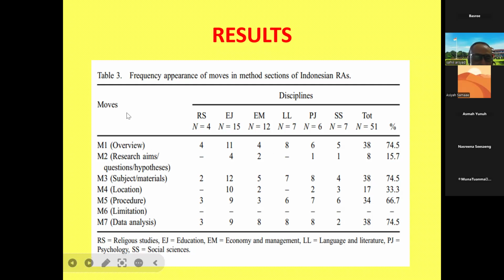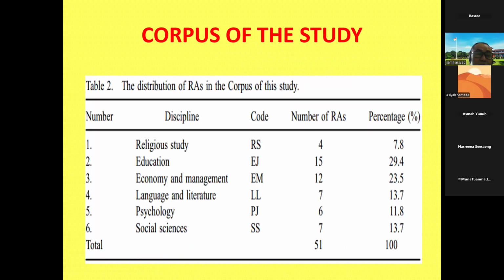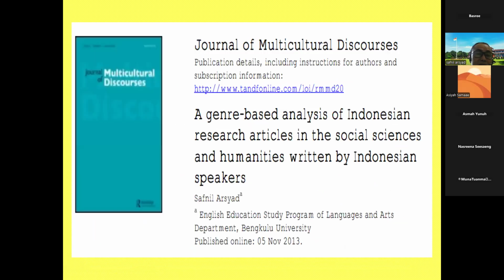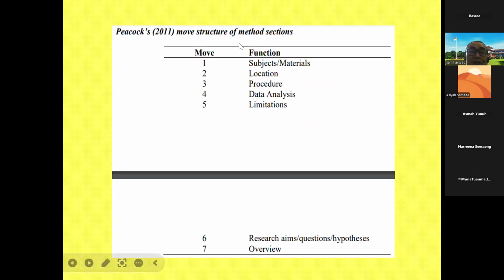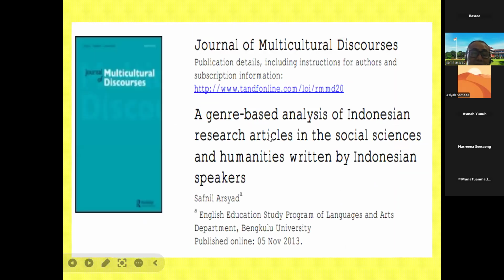Why did I choose to use Peacock's model? Because it is later than the Lim model. And it is also more similar. So this one is more similar. This is the method section in social science from Peacock's.